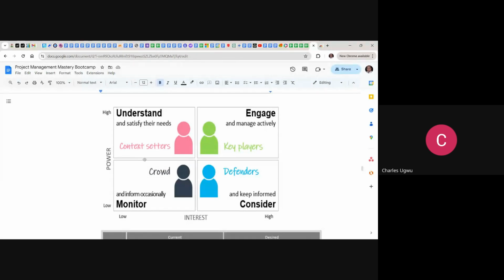So here we have some of them that have high power and high interest. These are key players. Then we have some of them that have high power and low interest. These are context setters. Some of these people, all you need to do is identify them, identify their needs, and satisfy them. Some of them can be local authorities, regulators of industries.